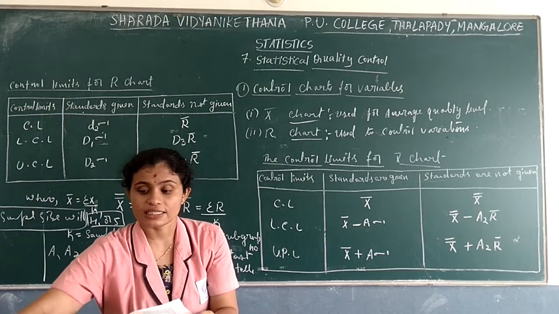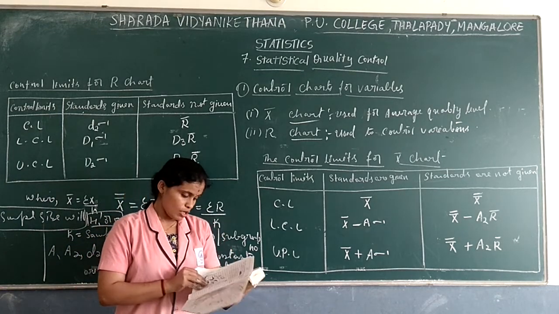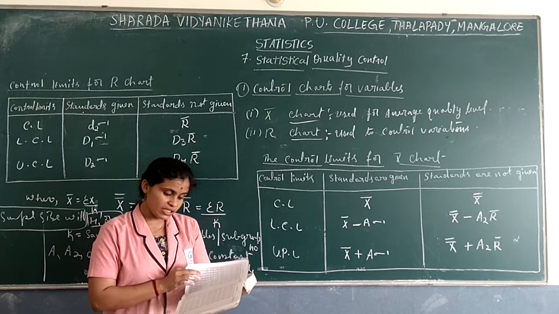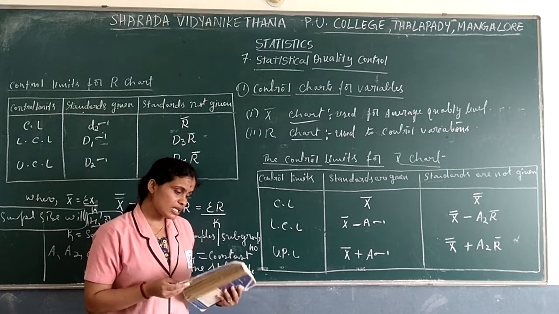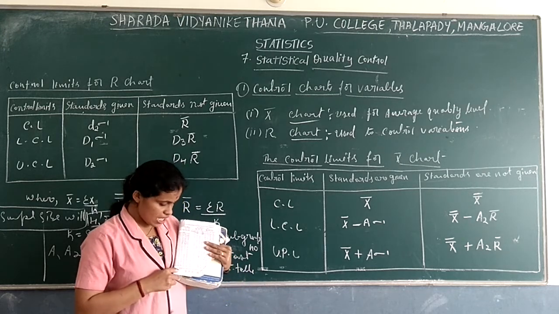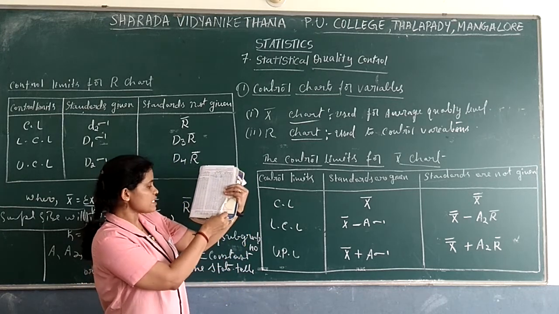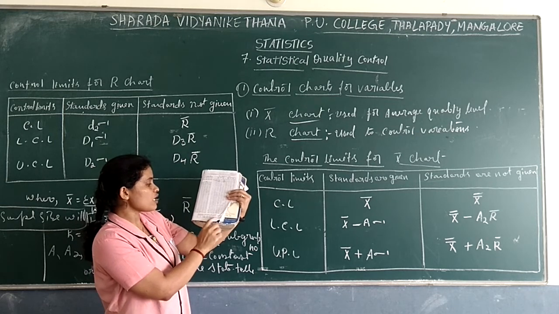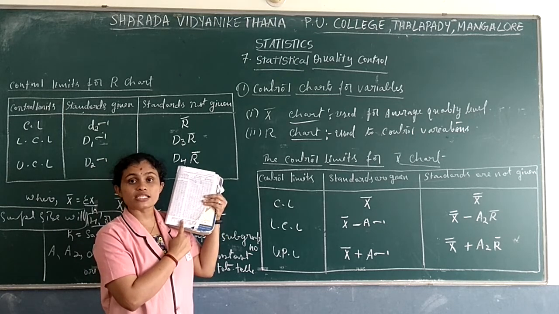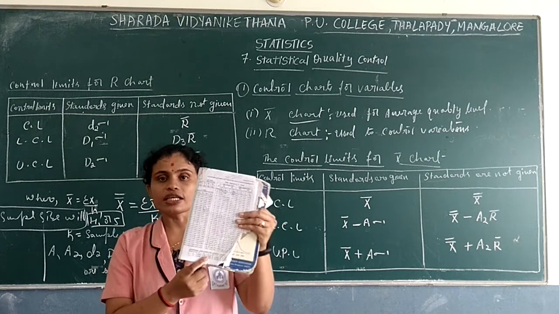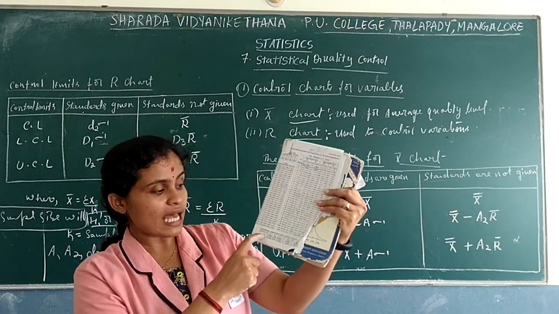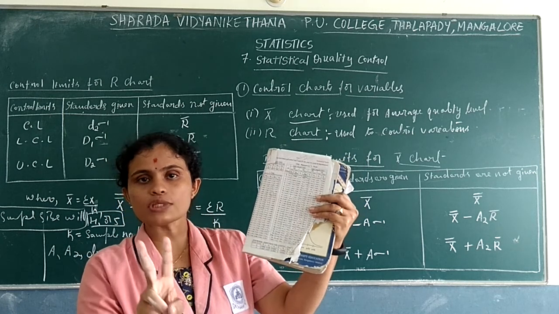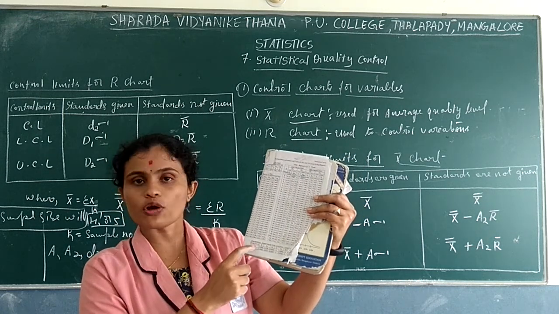In the statistical table, there is one separate table for statistical quality control constants. Wait, I will show. Here on page 431, the last page, there is one table. That is statistical constants for control charts. Statistical constants for control charts is given here. Here sample sizes 4 and 5, only two sample sizes are there, that is 4 and 5.